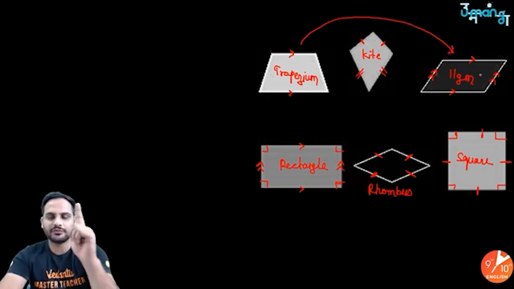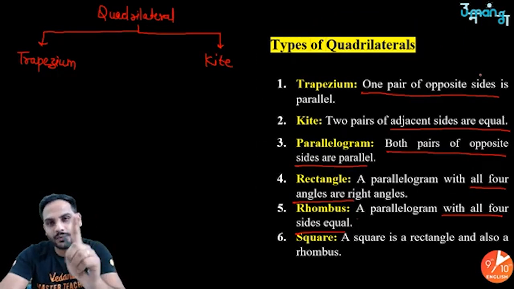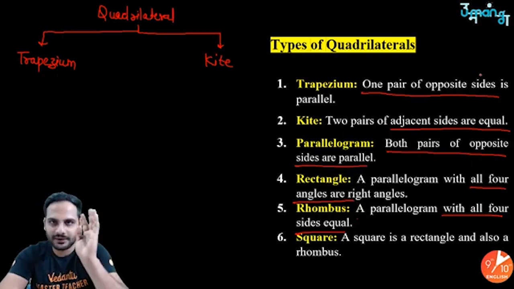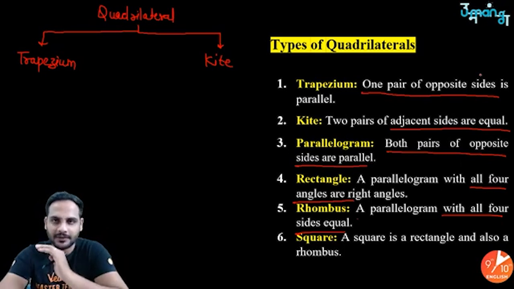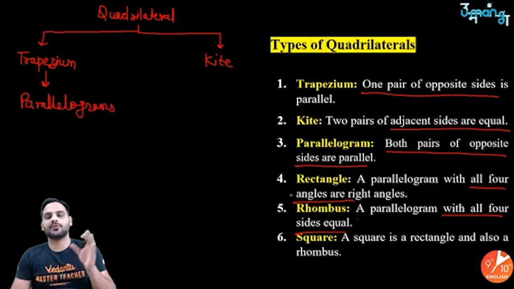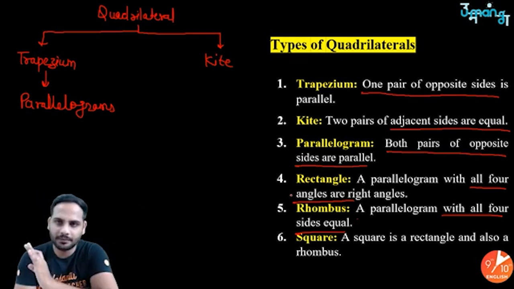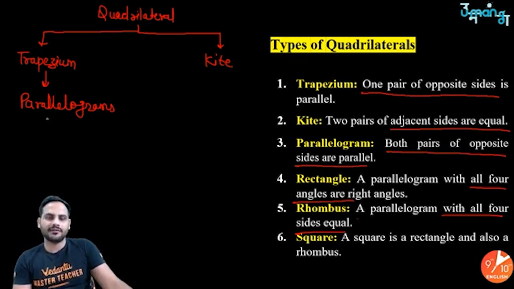In a parallelogram also, one pair of opposite sides is parallel. The trapezium definition does not say that only one pair. It says one pair. If more than one pair of opposite sides are parallel, no problem, it is still a trapezium. So the parallelogram comes under trapezium. All parallelograms are also trapezium, because parallelograms follow the definition of a trapezium, that is, one pair of opposite sides are parallel.